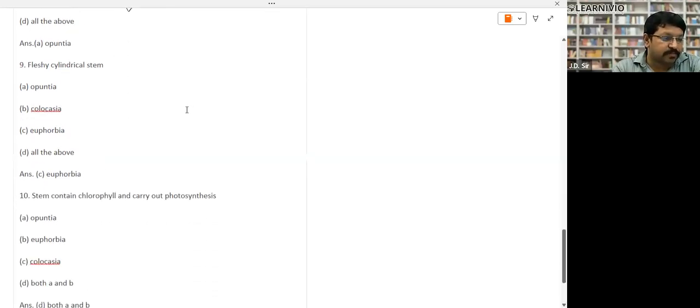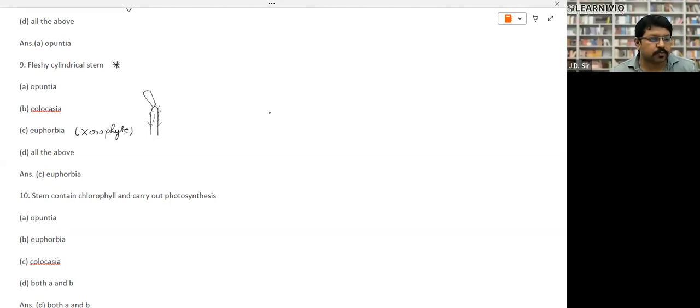Fleshy cylindrical stem is found in Euphorbia. Remember this question. Euphorbia is what kind of plant? This is a xerophytic plant. Note down: Euphorbia has a cylindrical stem. It is a xerophytic plant. You must have seen this kind of cactus which has spines, and then the branches are there.